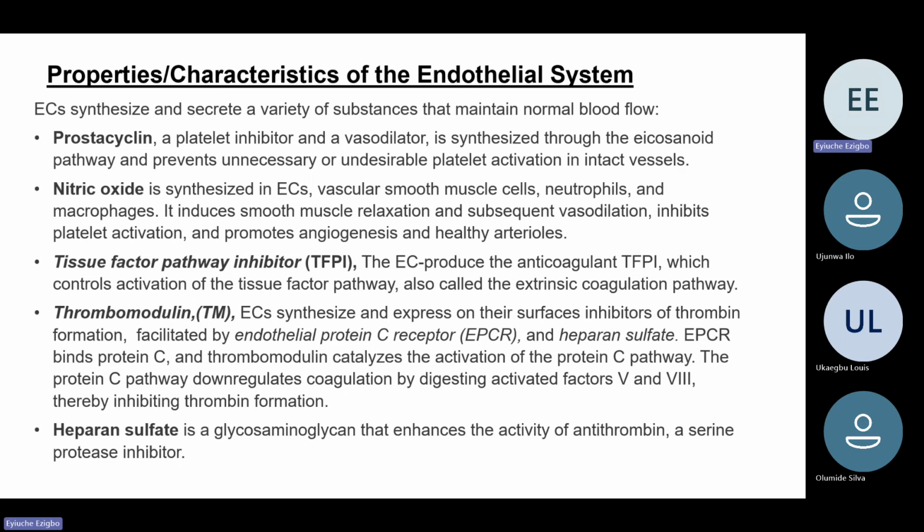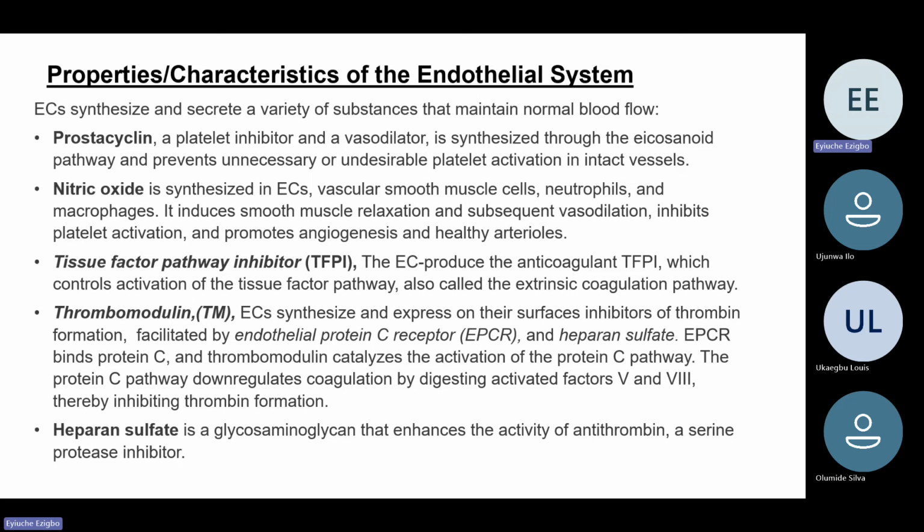EPCR binds protein C, and thrombomodulin catalyzes the activation of the protein C pathway. The protein C pathway downregulates coagulation by digesting activated factors 5 and 8, thereby inhibiting thrombin formation.